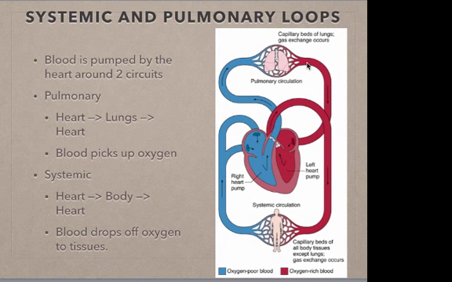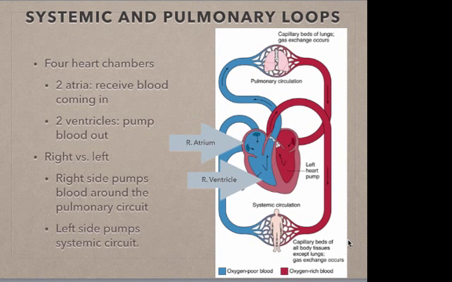The blood then, once it's picked up its oxygen, goes back to the heart, and it goes in through the left side of the heart. The systemic loop is the path that blood follows when it goes from the left side of the heart out to the body. And so it's full of oxygen. It's just come from the lungs. It comes out to the body, drops off oxygen at all of the body tissues, picks up any carbon dioxide that the body tissues need to get rid of, and then heads back to the heart.